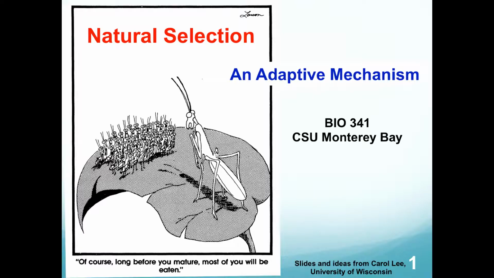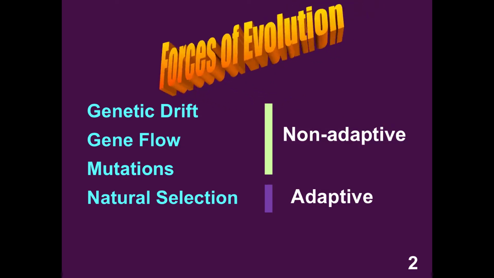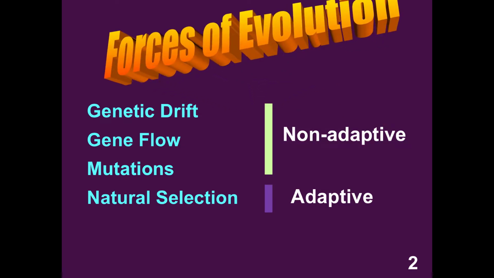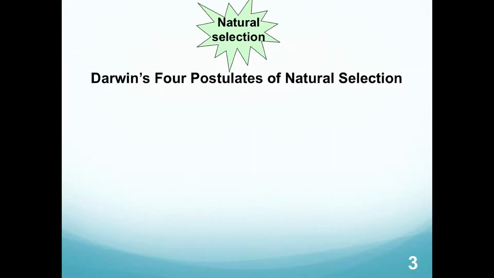Welcome to the Bio 341 lecture on natural selection. Of all the four forces of evolution, genetic drift, gene flow, mutations, and natural selection, only natural selection provides an adaptive mechanism, and this is the force that Charles Darwin was focused on when he wrote Origin of Species.